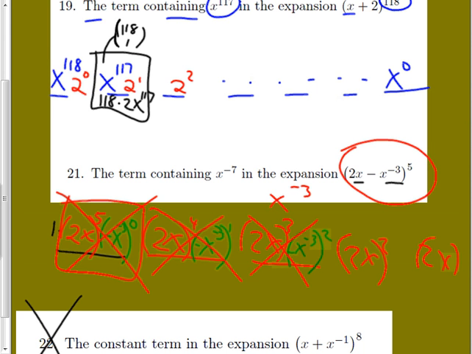You keep going until you find the term that has an x to the negative 7th in it. Got to know the pattern. So I'm not telling you the answer. You have to figure it out. I started the pattern for you. If you took all the notes so far, you're only a couple steps away.